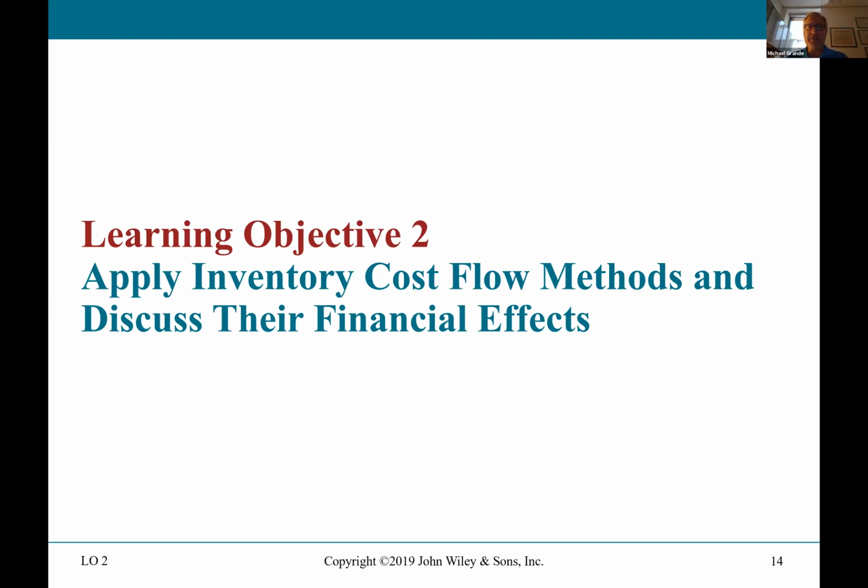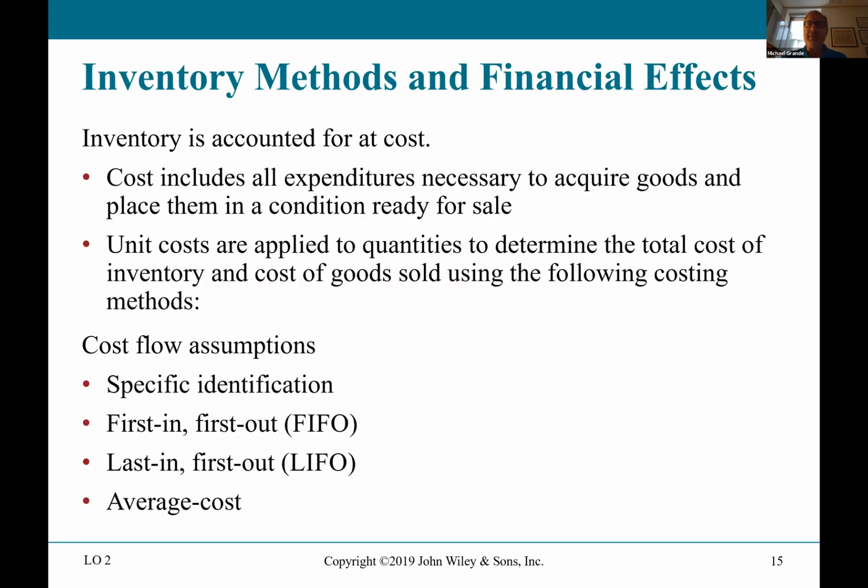Apply inventory cost flow assumption methods and discuss their financial impact. This is the big aspect. This is the major component of this chapter. So inventory methods and financial effects. Inventory is accounted for at cost. Cost includes all expenditures necessary to acquire goods and place them in a condition ready for sale. Unit costs are applied to quantities to determine the total cost of inventory and cost of goods sold using the following costing methods. So here's a cost flow assumption.